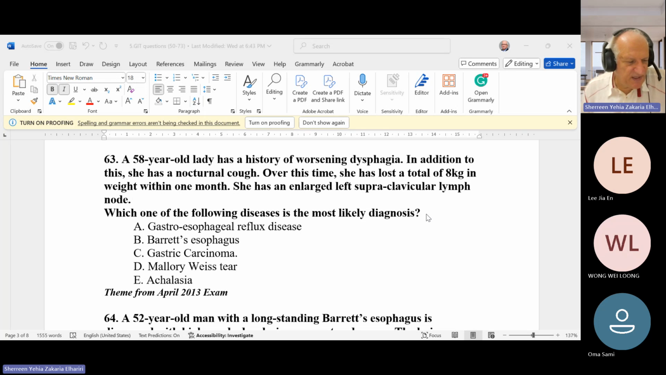Of course, from this scenario, a left supraclavicular lymph node, meaning Virchow's lymph node, is associated with GIT malignancy, especially pancreatic, stomach, and even sometimes testicular tumor. This patient has dysphagia and weight loss, and sometimes reflux causes aspiration or nocturnal cough. So what's your diagnosis? Anyone?